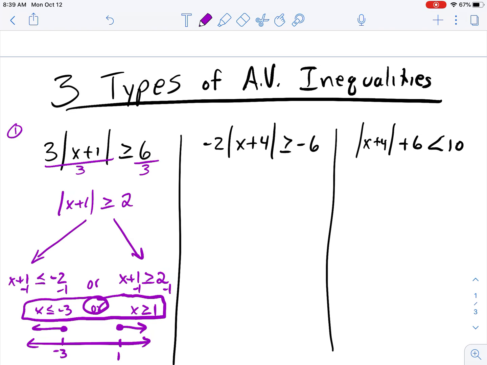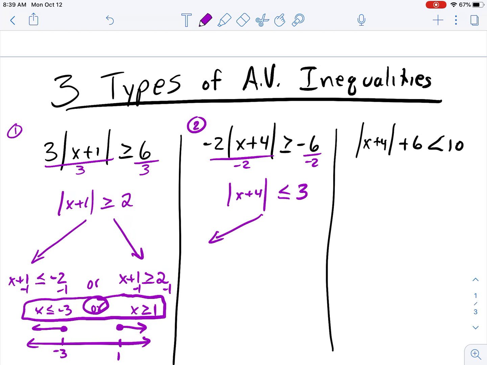Good. Now looking at number 2, I need to isolate my absolute value. Right now it looks like it's going to be an or statement, but I don't want to determine that until I isolate the absolute value. So I'll divide both sides by -2. I flip my sign because I divided by a negative.